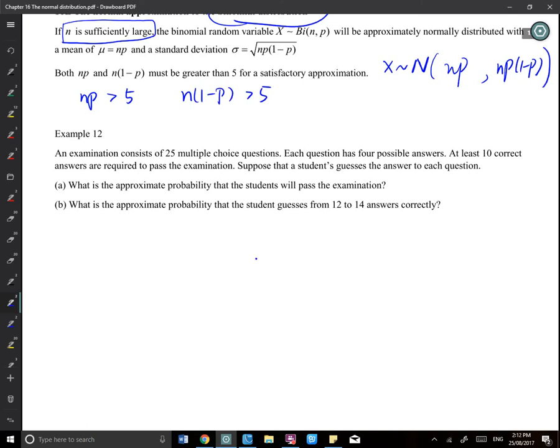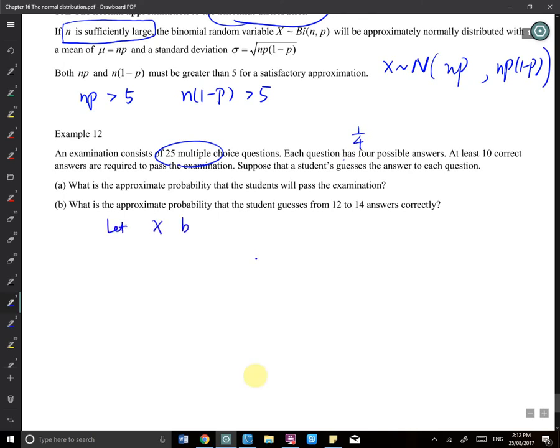An exam consists of 25 multiple choice questions. Each question has 4 possible answers. At least 10 correct answers are required to pass the examination. Suppose that a student is guessing the answer to each question. This is a very bad student. I don't know why they keep giving questions like that in probability sessions. Guessing every multiple choice, don't do that in your exam. So n is 25, and 1 on 4 is the success rate.